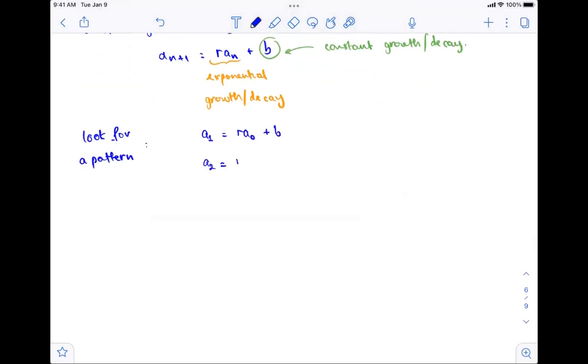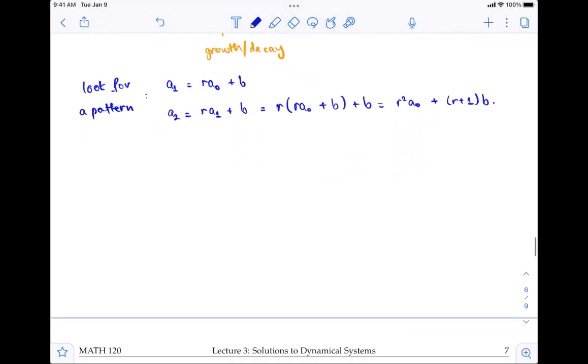and A2 is equal to R times A1 plus B. And then you can substitute A1 with this expression. You get R times (R A0 plus B) plus B, which is equal to r squared times a0 plus (r plus 1) times b. And a3 is r times a2 plus b. Then you can substitute a2 by this formula. You get r times (r squared a0 plus (r plus 1) times b) plus b.